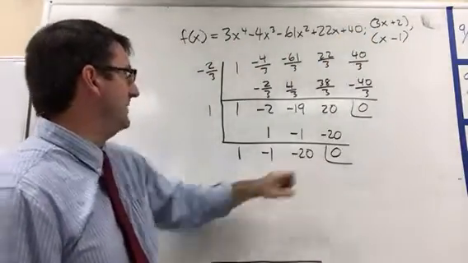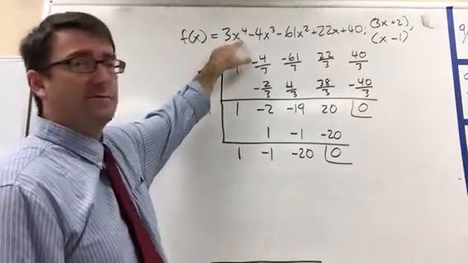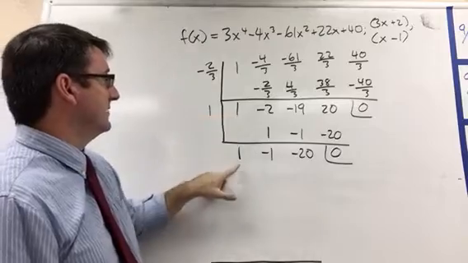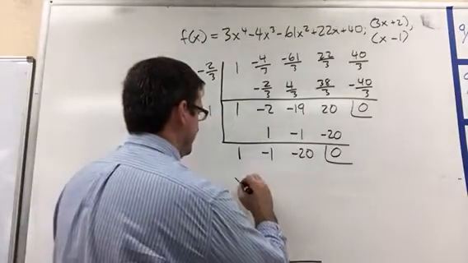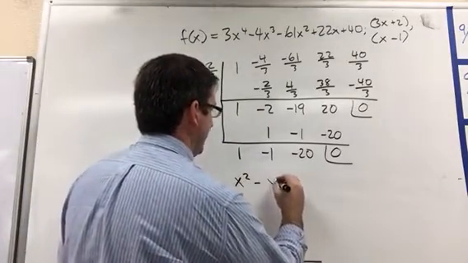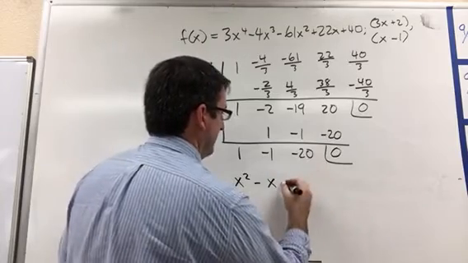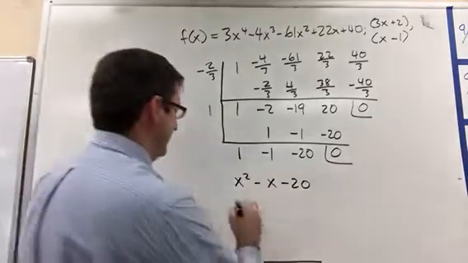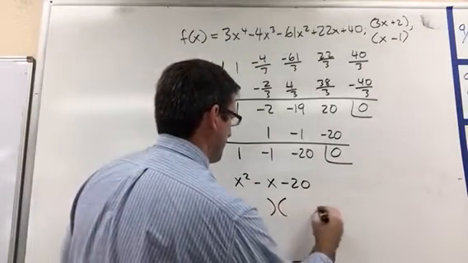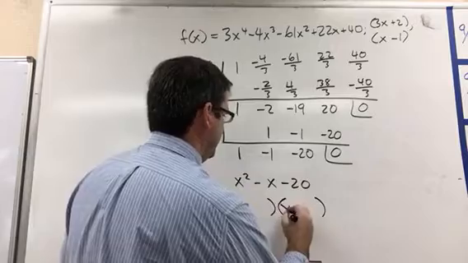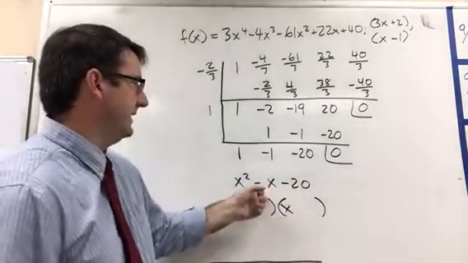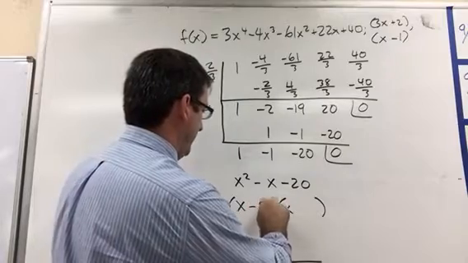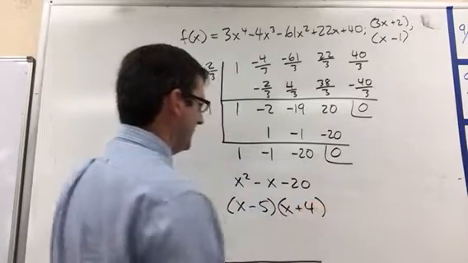And what we're left with is that we started with an x to the 4th, and we divided out an x, and we divided out another x, so we're left with an x squared. So this is x squared minus 1x minus 20. And now we can factor this. We're going to need two numbers that multiply to negative 20 and add to negative 1. So that's going to be negative 5 and positive 4.